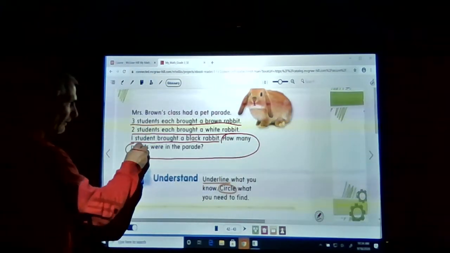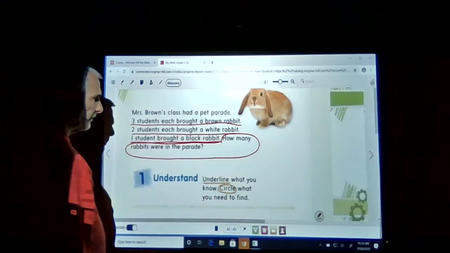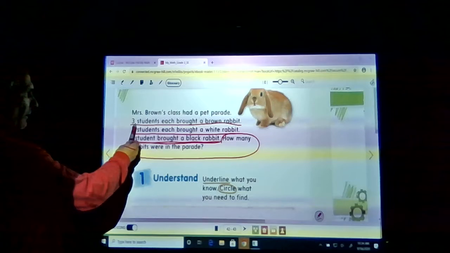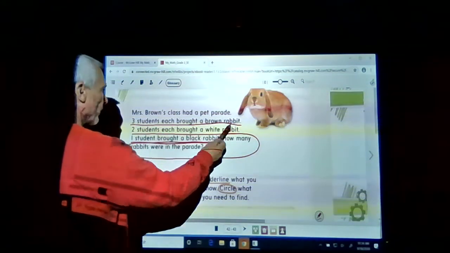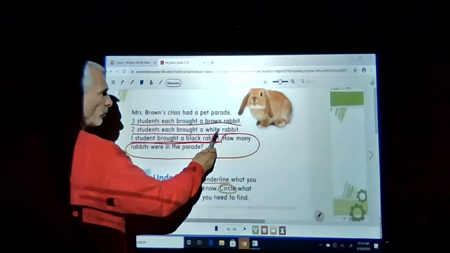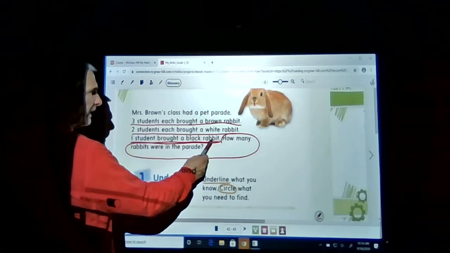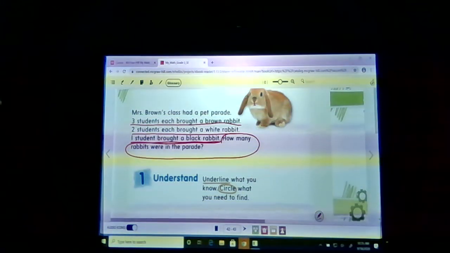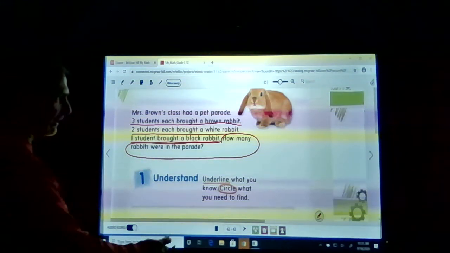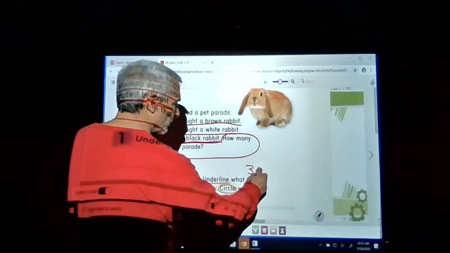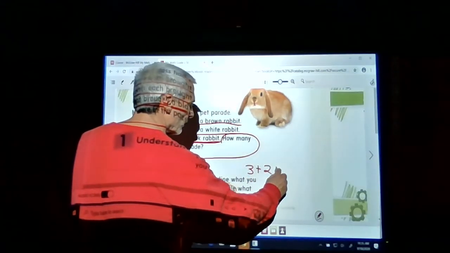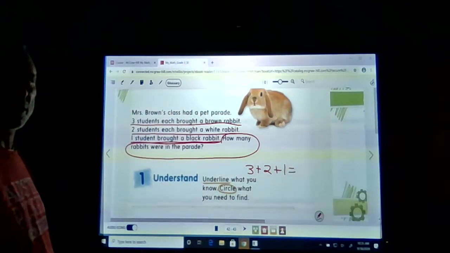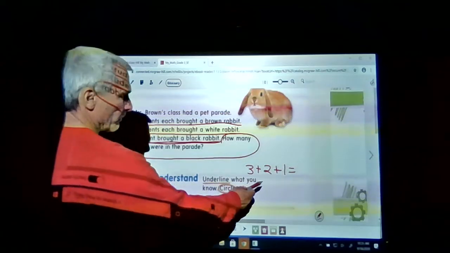All right. We want to know how many were in the parade. Let's look at it again. 3 students, brown rabbit. 2 students, each white rabbit, 1 student, black rabbit. Well, that sounds like 3 plus 2 plus 1, don't you think? Well, let's write 3 plus 2 plus 1. How many does that equal in all? We can only add 2 numbers at a time.